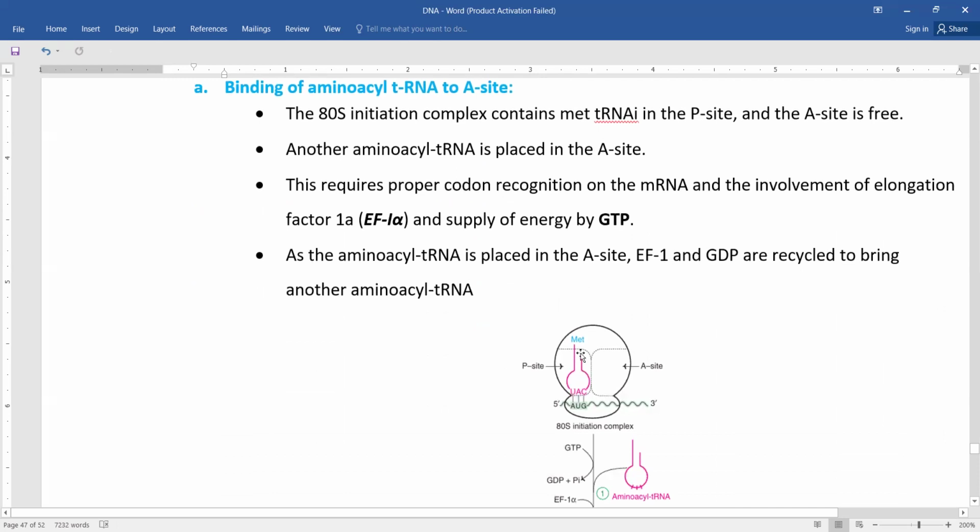Now we have the P site, and this is the A site. At the P site we have the first tRNA with methionine, which is ready, because this is the pre-initiation complex.